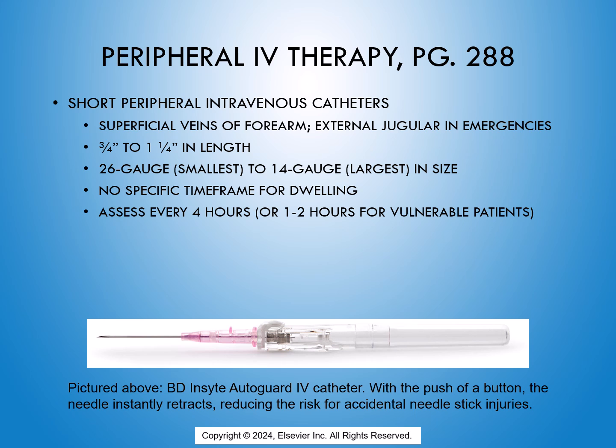So as a review from pharmacology, peripheral IV therapy uses short peripheral intravenous catheters. They go in superficial veins of the forearms, or the external jugular in case of emergencies. They're only about 3/4 to 1 1/4 inch in length. 26 gauge is your smallest gauge, and it goes all the way up to 14 gauge. There's no specific time frame for dwelling, and we want to assess those sites every 8 hours. For vulnerable patients, like your pediatric patients, you would reassess every 1 to 2 hours.